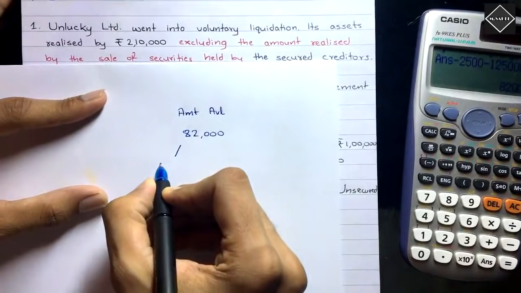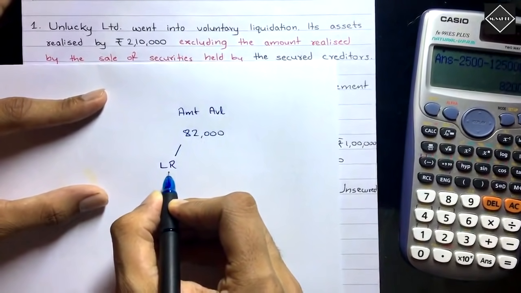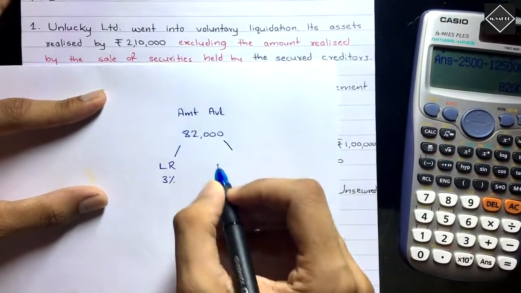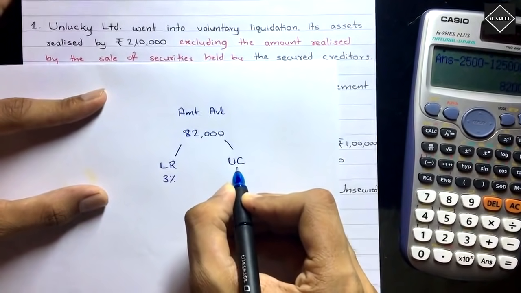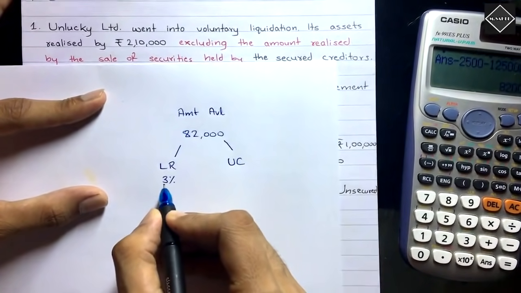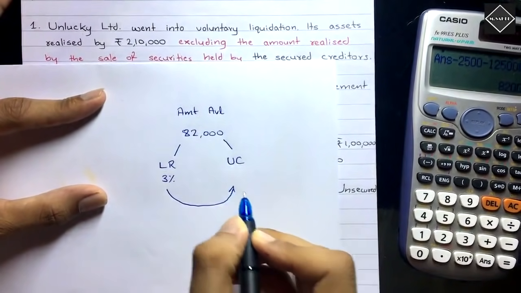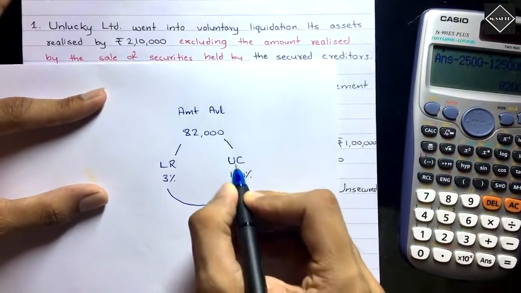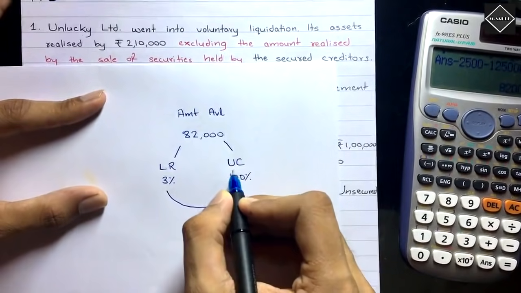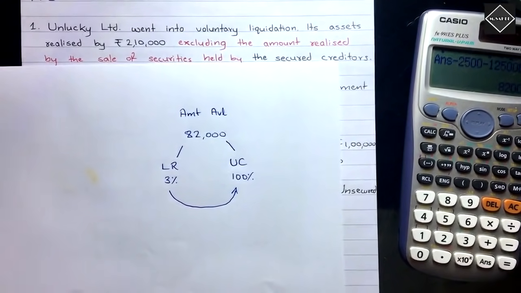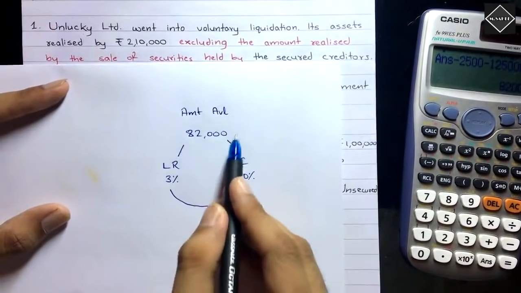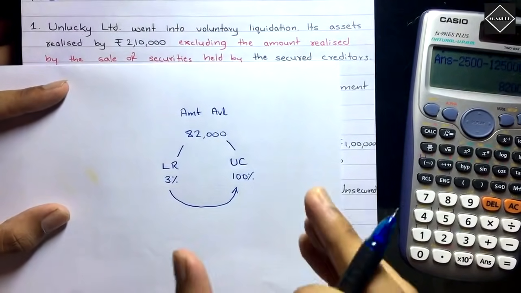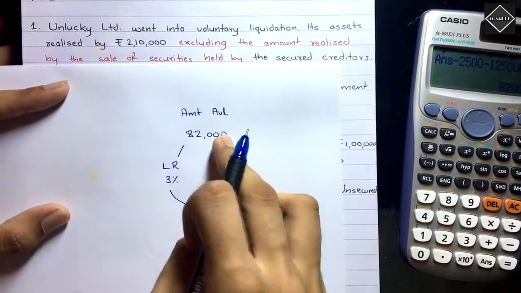Now in this we have to make payment of liquidator remuneration, LR, that is 3% on unsecured creditors. And in this 82,000 we also have to pay to unsecured creditors, isn't it? Normally this 3% would be calculated on 100% of unsecured creditors. But now what is the problem? Here the problem is we have not got the entire 100%, we have got only 82,000. So now what do we have to assume over here? That in this there is LR as well as UC.